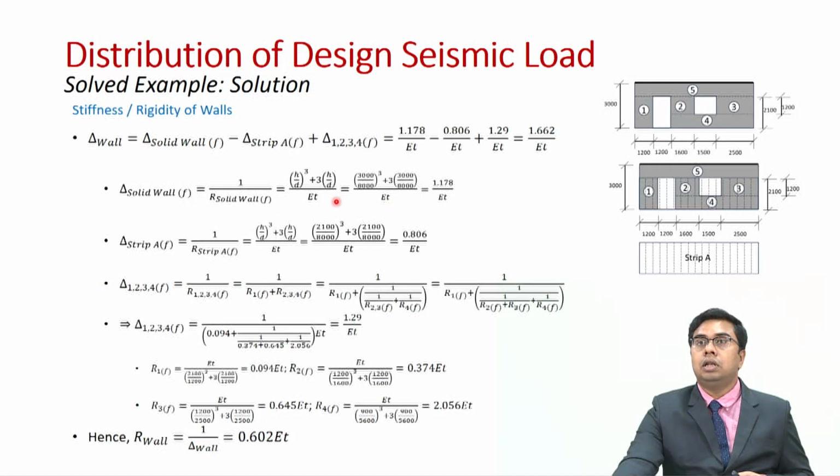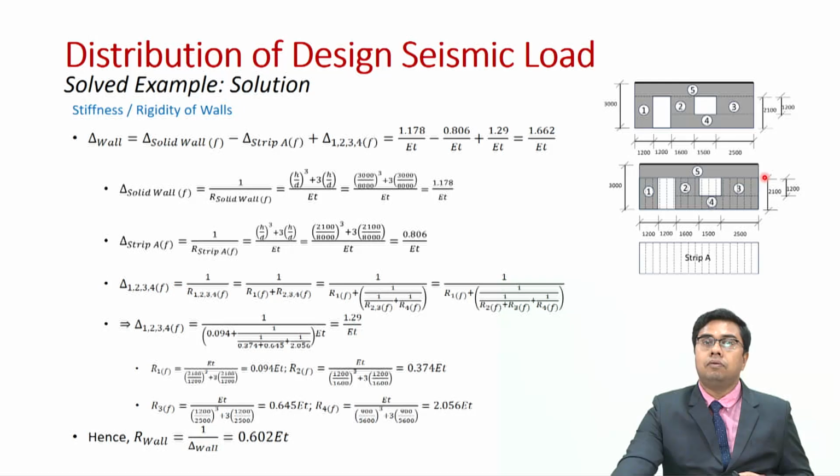For the solid wall, the value of H shall be 3 meters and the value of D shall be 8 meters. After substituting, we get the value of delta as 1.178 upon ET. Then for delta strip A, this is also a fixed case because there is a wall above that. Again we have substituted these values. What is the value of H in this case? The height of strip A is 2.1 meters. It is up to the top of the door and window.